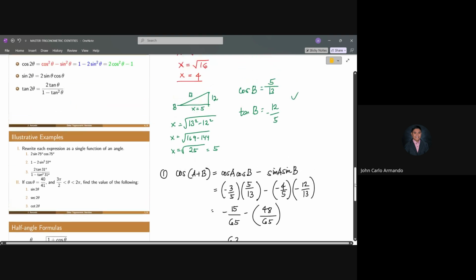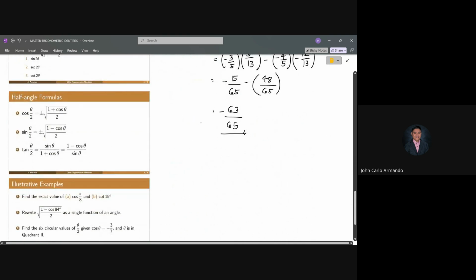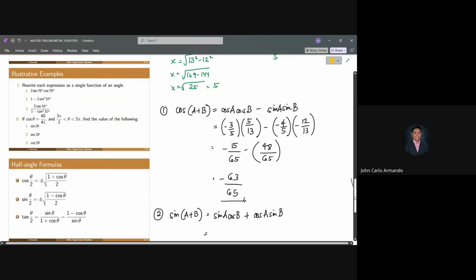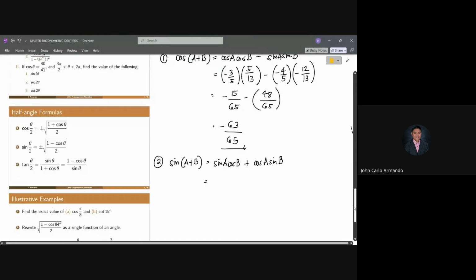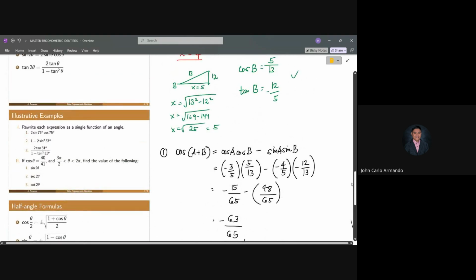Any questions? None. How about sine A plus B? So again, we use the formula. The value of sine A plus B is simply sine A cos B plus cos A sine B. Then substitute. What is our sine A? Sine A is negative 4/5. And what is our cos B? 5/13.